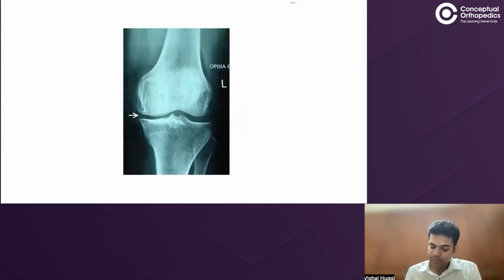So moving on to this, again, same story. This patient also underwent TKR, but still the pain is persisting and the patient is unhappy.